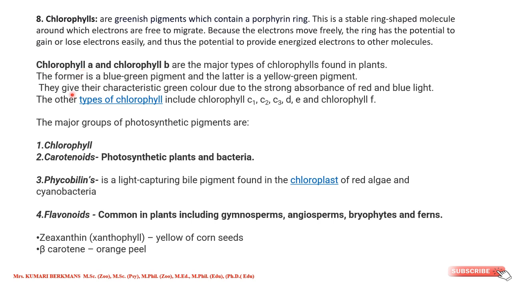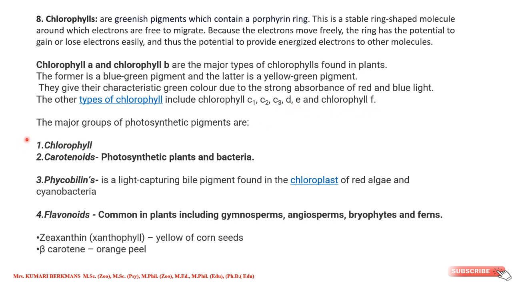They give the characteristic green color due to the strong absorbance of red and blue light. The other types of chlorophyll include C1, C2, C3, D, E and chlorophyll F. So how many types of chlorophylls are there? C1, C2, C3, D, E and F. So these many types are there: 1, 2, 3, 4, 5 and 6.